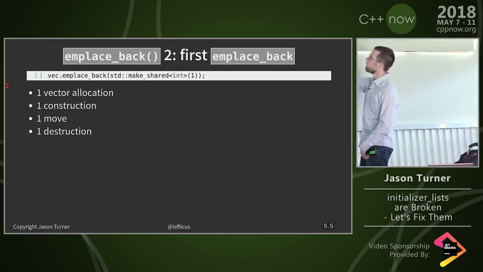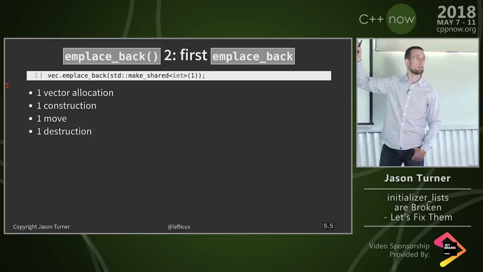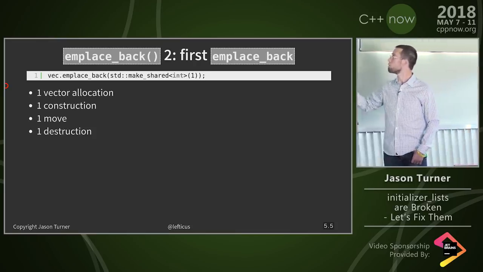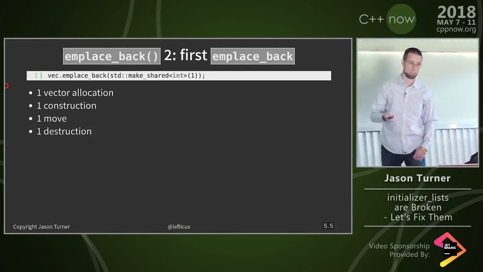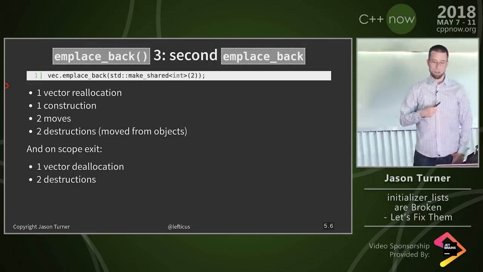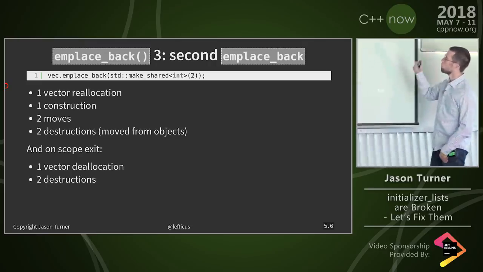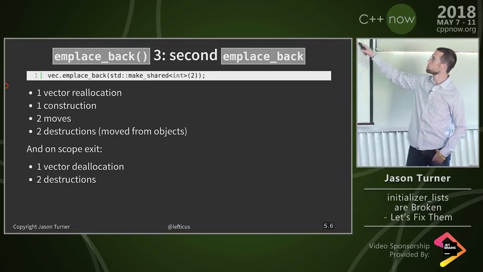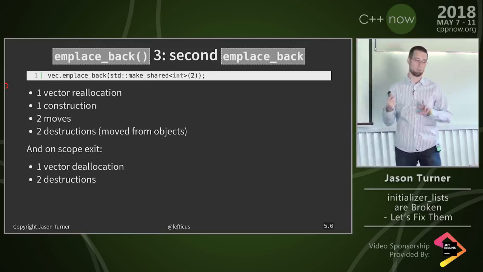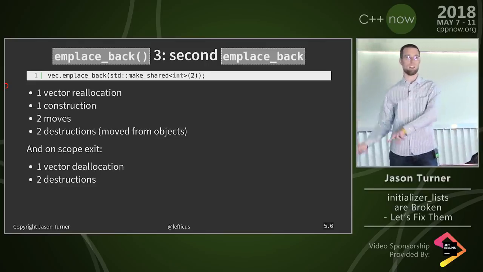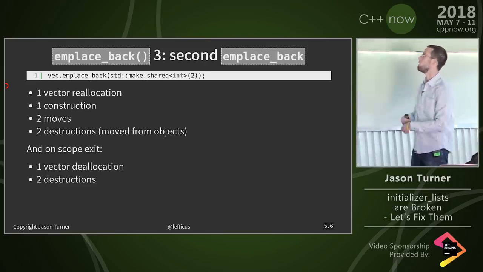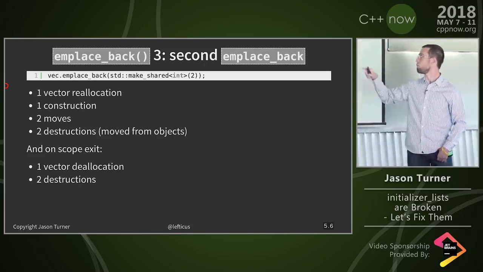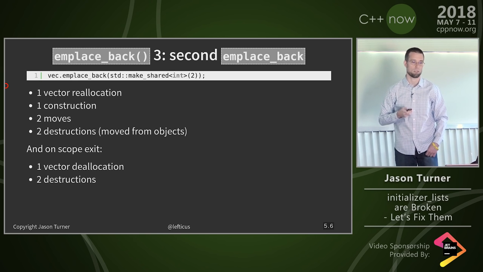Then we do a vector allocation, and then we do a construction, and then we do a move of that thing into the shared pointer. And then we do a destruction. And then on the second one, we have to resize the vector, so that's a reallocation. Then we have to do the construction of the next shared pointer. Then we have to move the original shared pointer into the newly allocated memory, move the new shared pointer to the end of the newly allocated memory, then destruct the two moved-from things, and then we get our vector deallocation and two destructors called on scope exit.